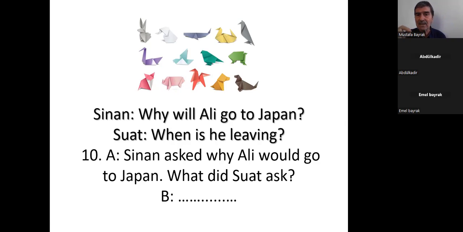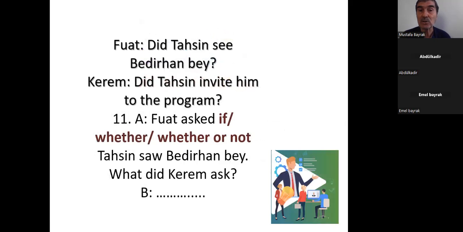But here, Sinan asked why Ali would go to Japan. Do you see the difference? Why is a conjunction here, not a question word. Sinan asked why Ali would go to Japan. What did Suat ask? Suat asked when he was leaving, when Ali was leaving. Full stop. Period. Let's get to know them.